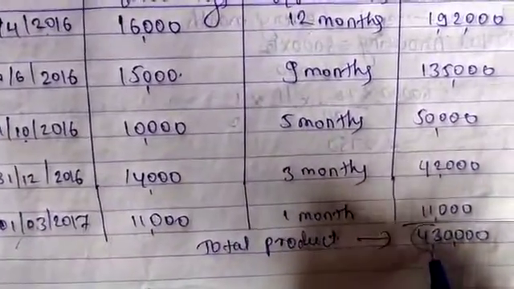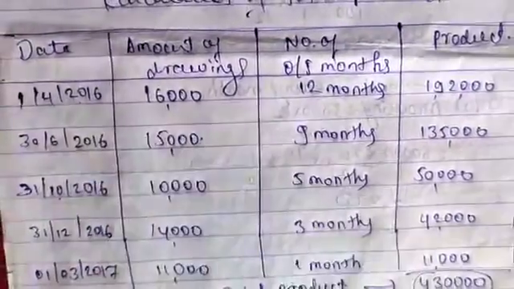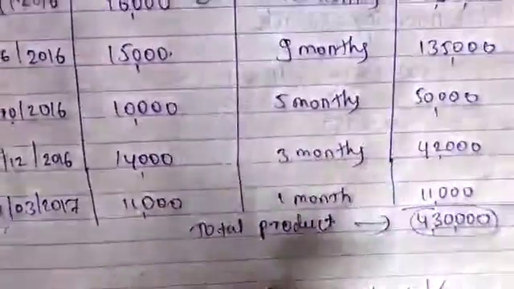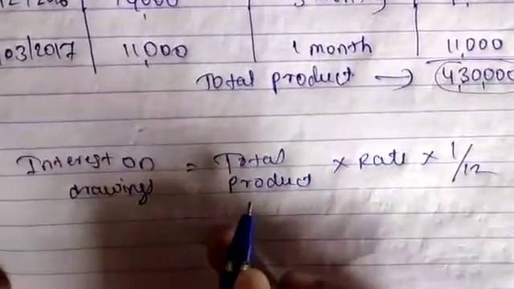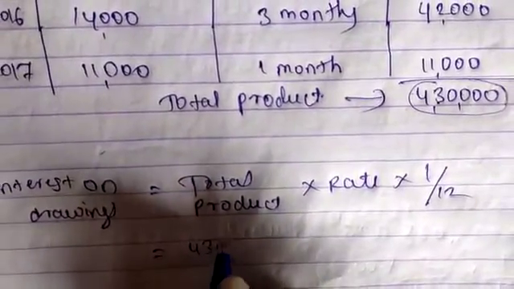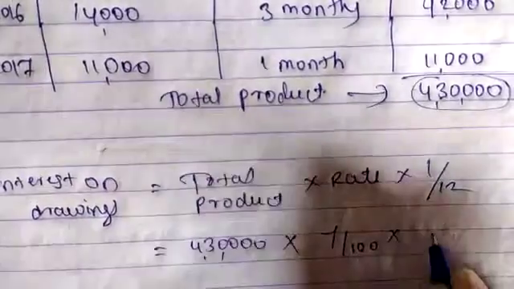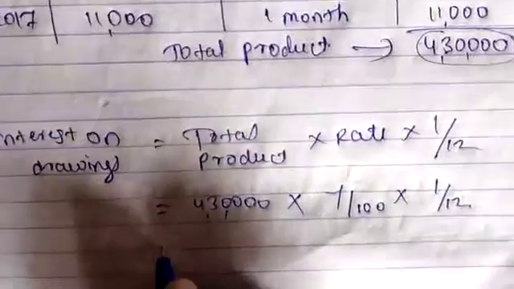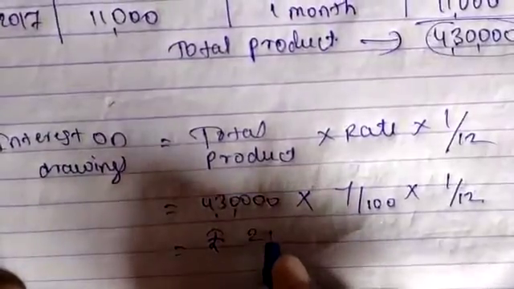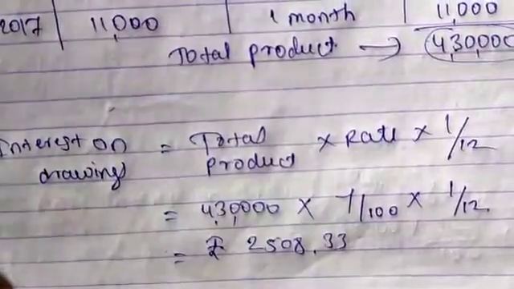For this amount only you need the table: dates, amount of withdrawals, number of outstanding months, product. By taking this information only you have to find out the total product, which is needed in the formula. So interest on drawings equals total product into rate into 1 divided by 12. Total product you got is 4,30,000, rate is 7% and 1 divided by 12 as it is. So direct calculation becomes 2508.33, the interest on drawings.